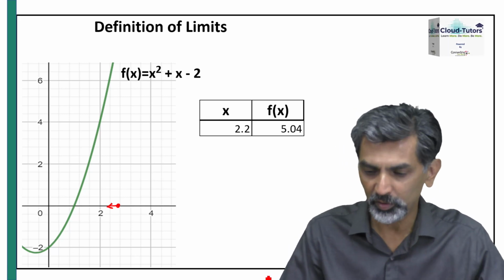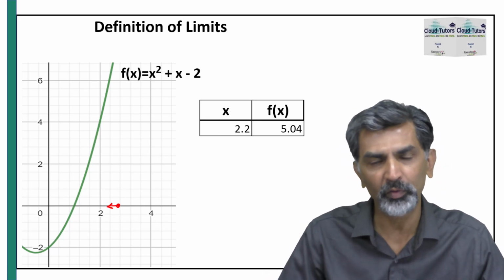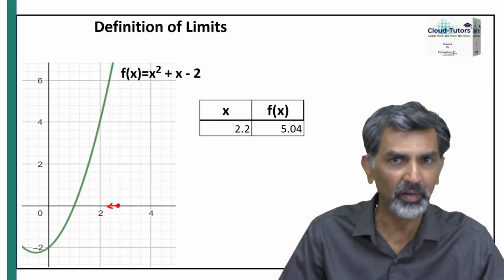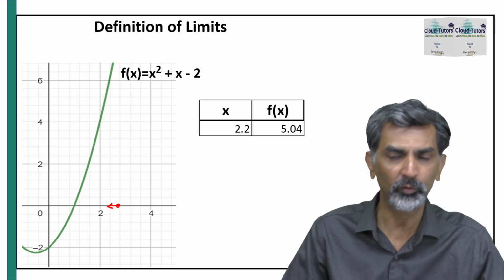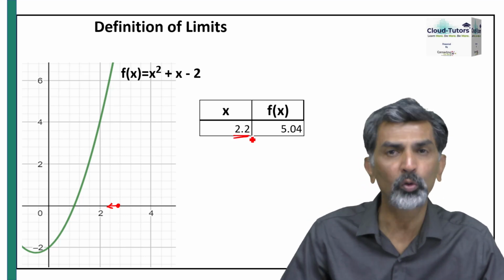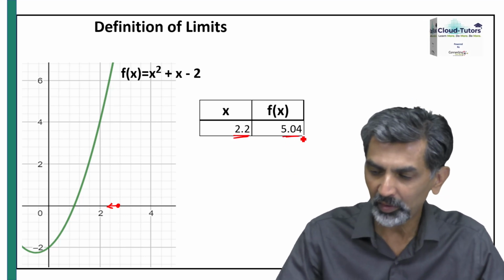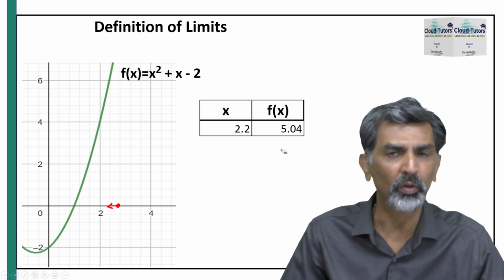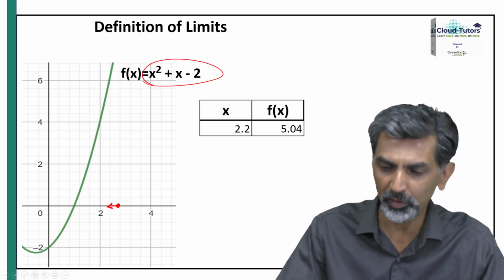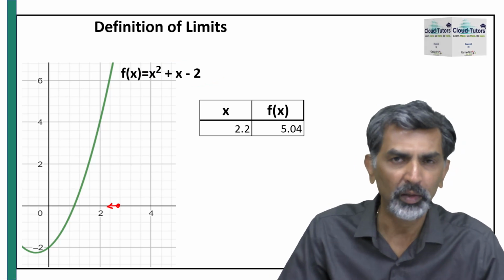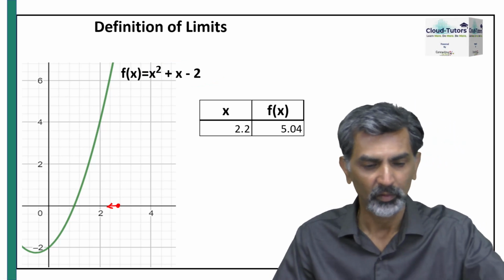So with the same function, we are starting with values of x on the right side, greater than 2. And we are trying to examine what happens to the values of f of x. We start with x is equal to 2.2 and we get f of x 5.04. And you can use this function, substitute these values of x in it and examine this for yourself.